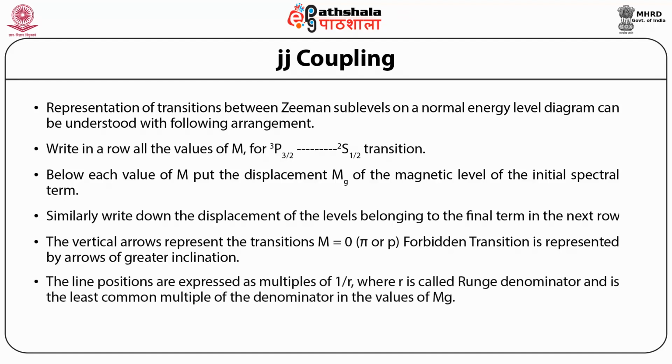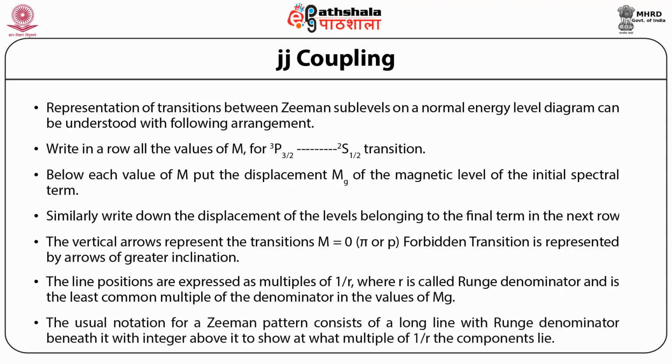The line positions are expressed as multiples of 1/R, where R is called the Runge denominator and is the least common multiple of the denominators in the values of mg. The usual notation for a Zeeman pattern consists of a long line with the Runge denominator beneath it, with integers above it to show at what multiple of 1/R the components lie.